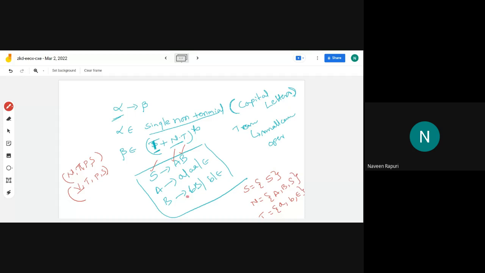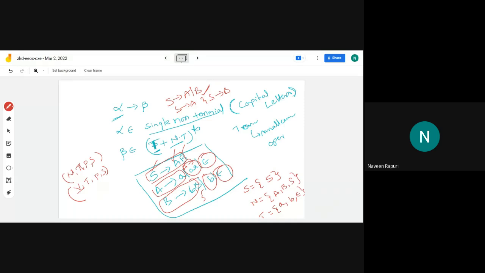Coming to the productions, here we are having one production, second production, A derives aA, third production, A derives epsilon, fourth production, B derives bB, 1, 2, 3, 4, 5, 6, 7. So S derives A or B means S derives A and S derives B. Here we are having two productions.